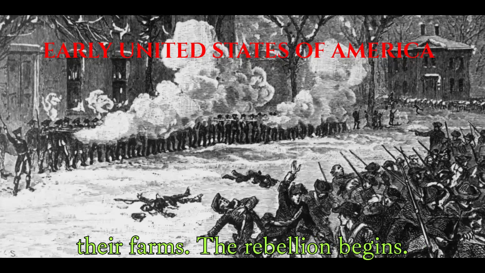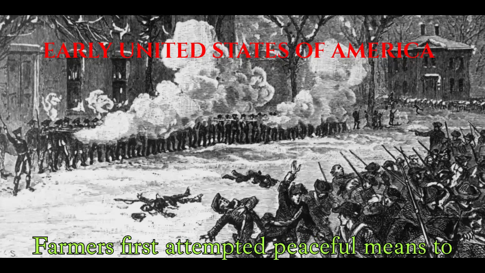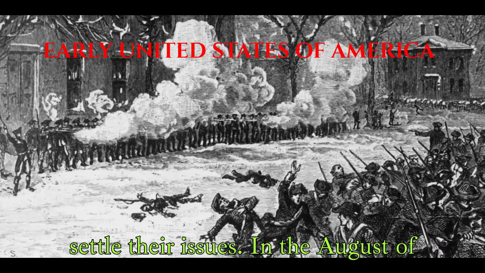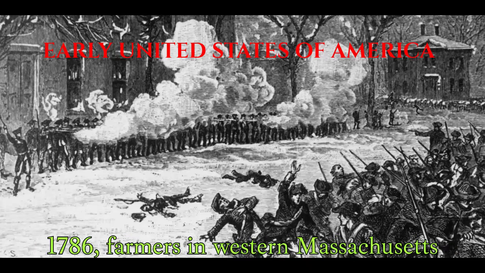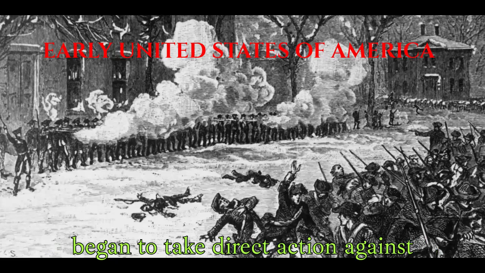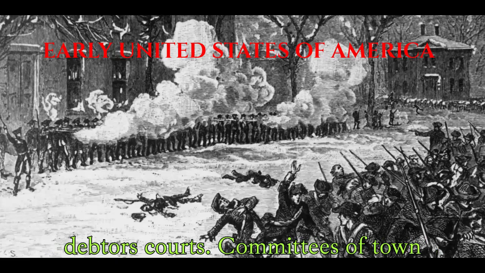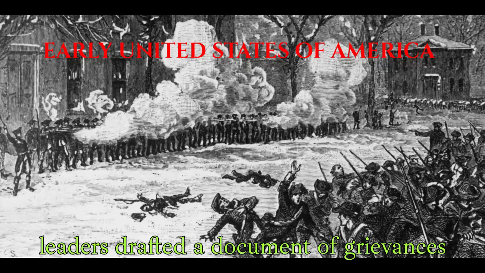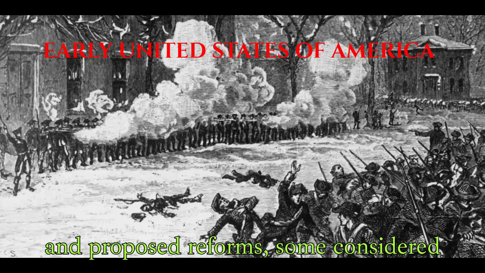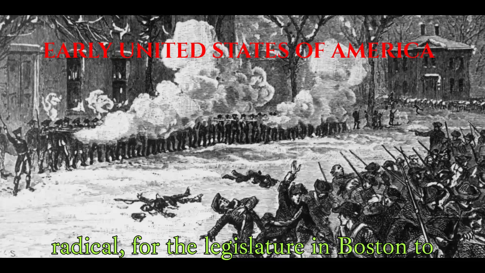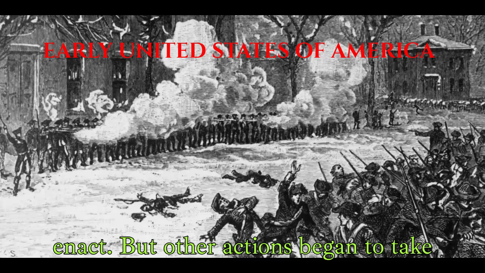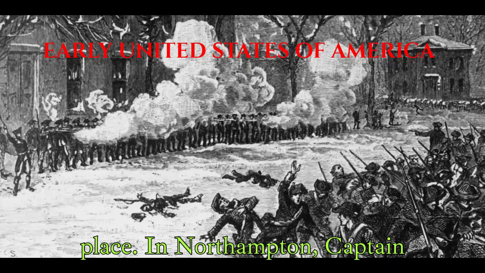The rebellion begins. Farmers first attempted peaceful means to settle their issues. In August of 1786, farmers in western Massachusetts began to take direct action against debtors' courts. Committees of town leaders drafted a document of grievances and proposed reforms, some considered radical, for the legislature in Boston to enact. But other actions began to take place.